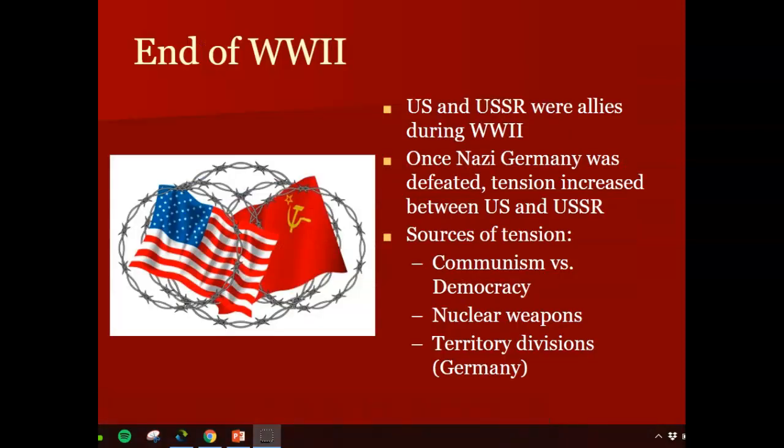You might remember that during World War II, the United States and the Soviet Union, or the USSR, were allies fighting against Nazi Germany. But once Nazi Germany was defeated in 1945, the tension increased between the United States and the USSR. Some of the sources of tension were things like the systems that the Soviet Union and the United States had, both politically and then economically.